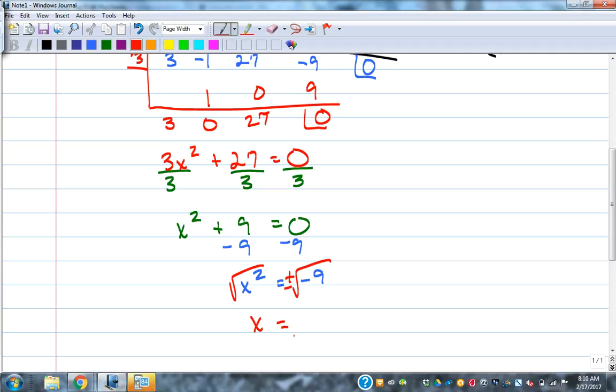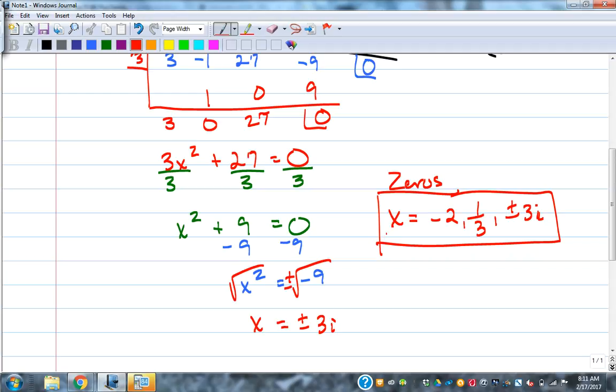So what's the square root of -9? Plus or minus 3i. So our zeros are x equals -2, positive 1/3, and then plus or minus 3i. How many answers did we get? 4. What was the degree of the original problem? 4. So they match. Okay, that should always be the case.